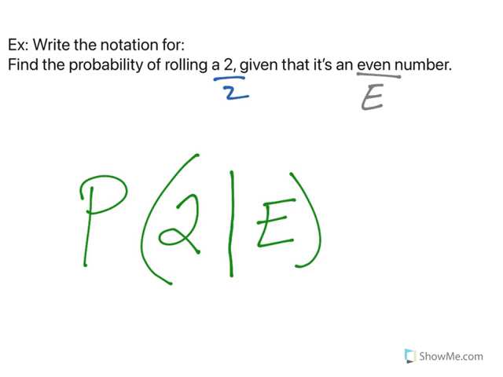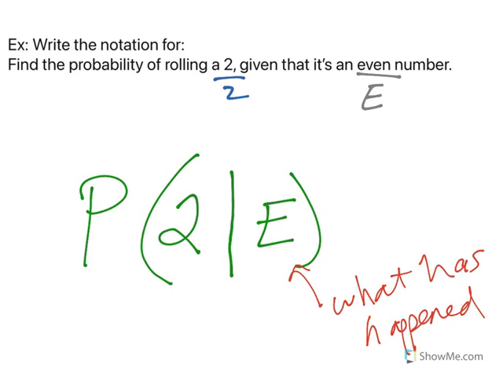So that's the notation. Again, this part is what has happened. We know it's an even number. All right, there's 2, 4, and a 6. So what's the probability that it's a 2? That's the idea of how this works. So that's the notation for conditional probabilities.